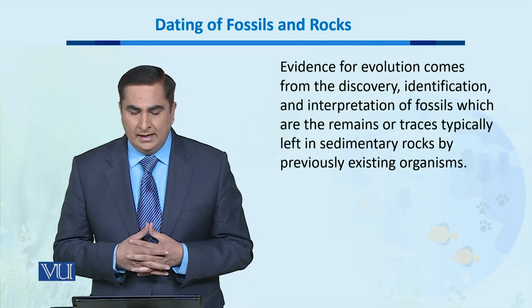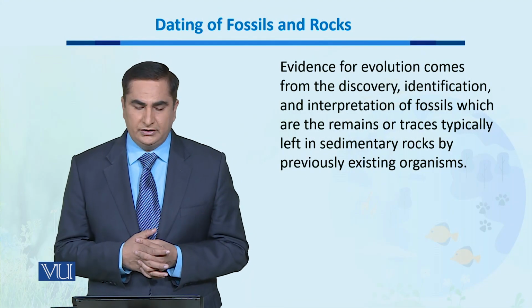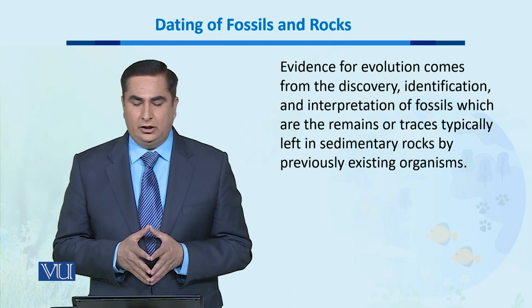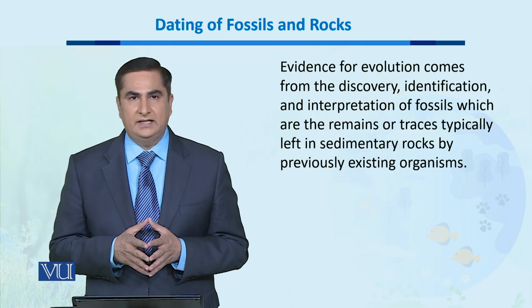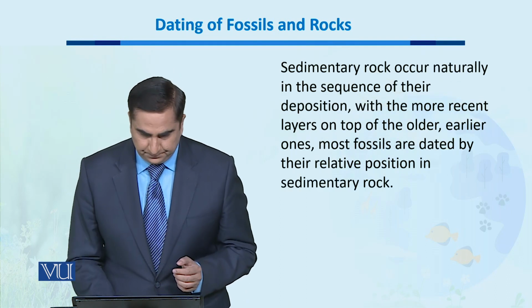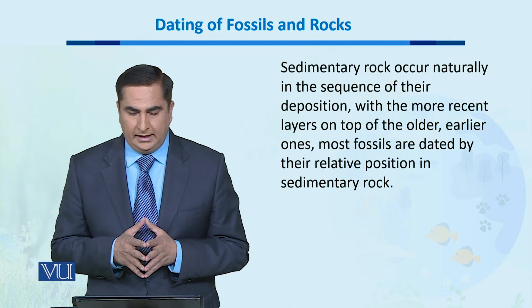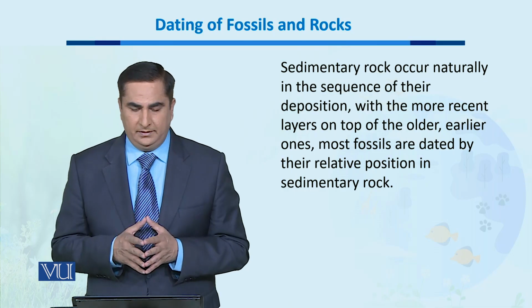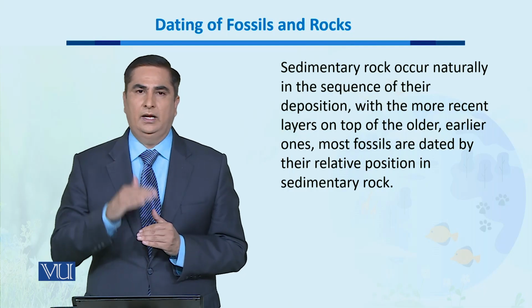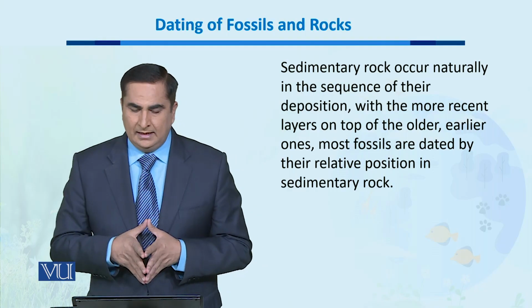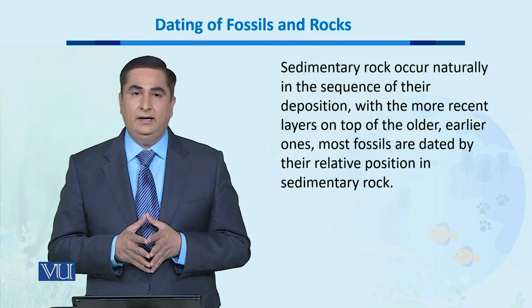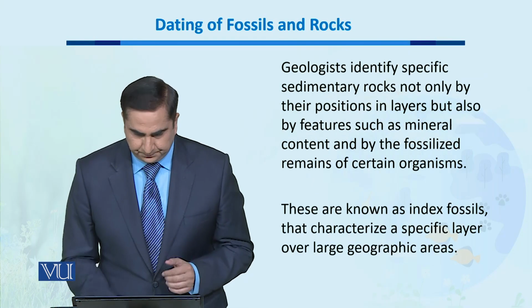Evidence for evolution comes from the discovery, identification, and interpretation of fossils, which are the remains or traces typically left in sedimentary rocks by previously existing organisms. Sedimentary rocks occur naturally in the sequence of their deposition. So the top ones are the latest, and the bottom ones are the oldest sedimentary rocks. Most fossils are dated by their relative position in the sedimentary rocks.